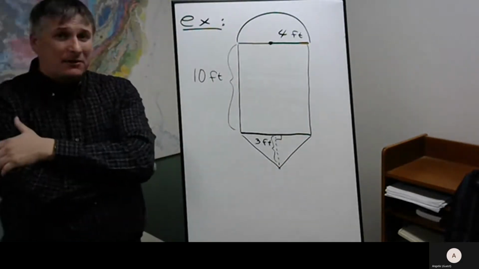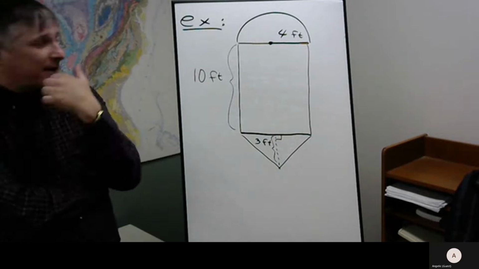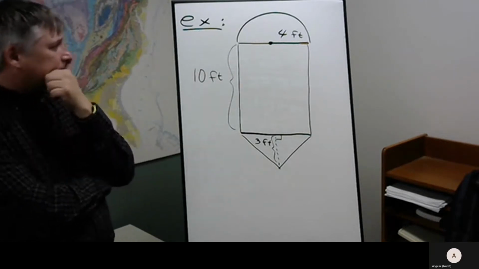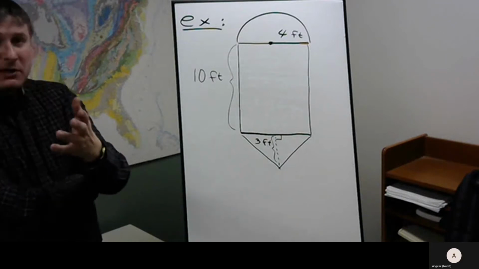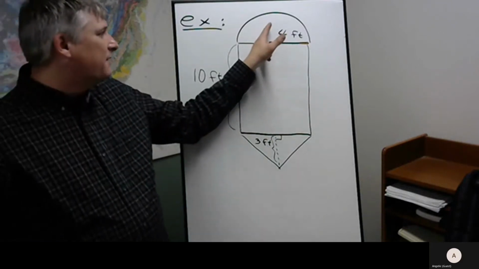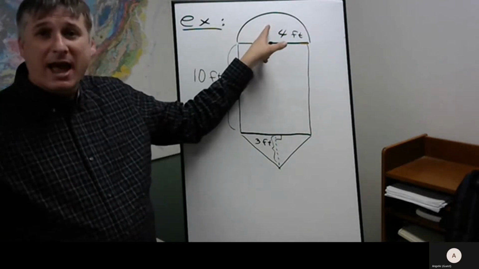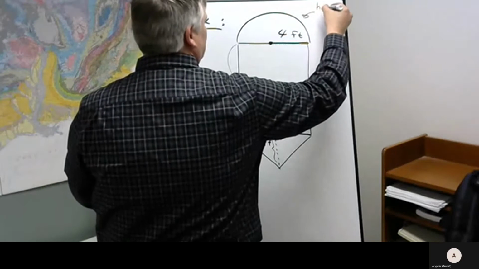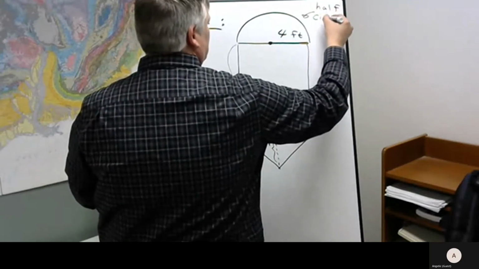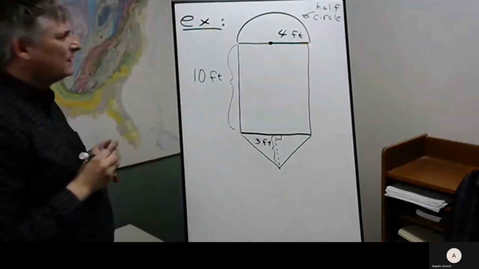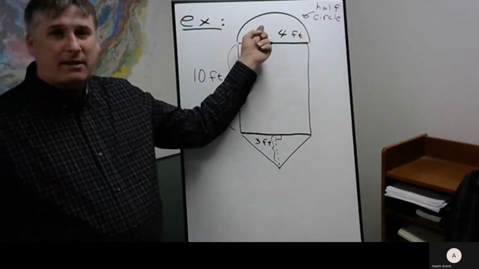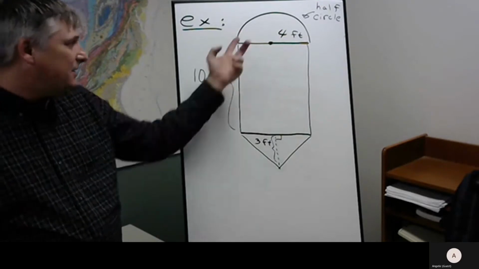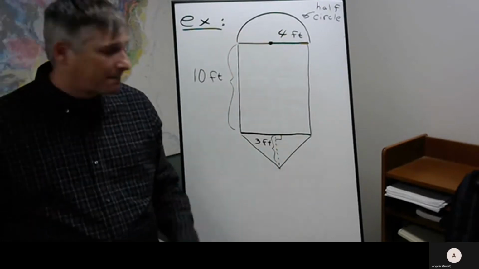So let's say we want to find the area of this. How can we do that? Well, first off, we need more information. But there's something we can see we can do. Let's say we're told this is a half circle. So we can find the area of this half circle, add it to the area of this rectangle, and add these two areas to the area of this triangle.